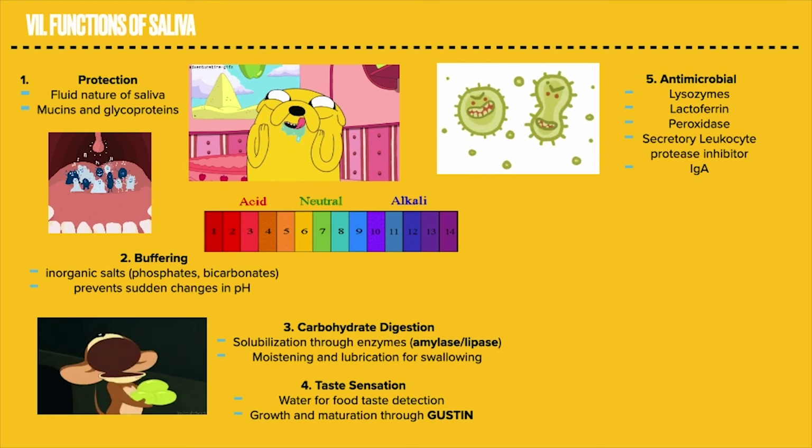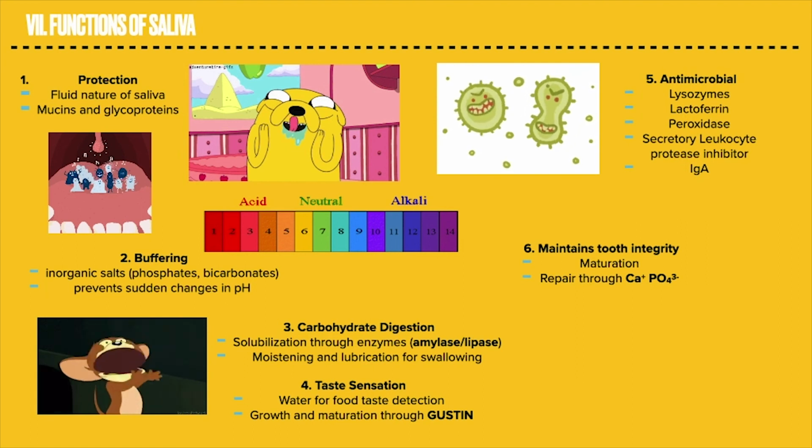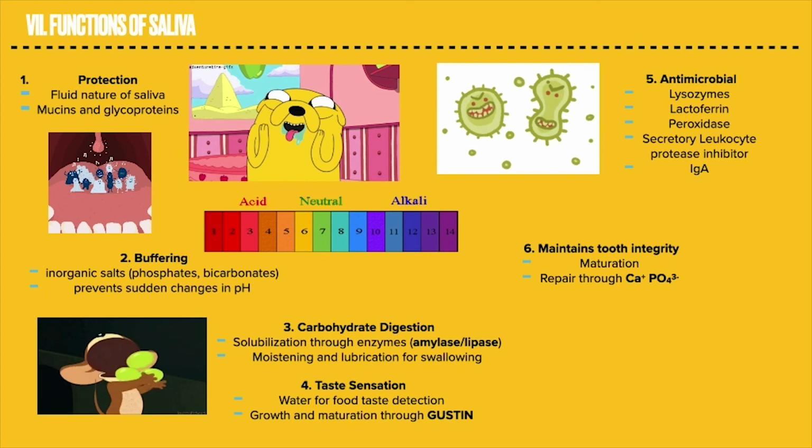Next on the list is maintenance of tooth integrity. Saliva is supersaturated with calcium and phosphate ions. At the tooth surface, the high concentration of calcium and phosphate results in post-eruptive maturation of the enamel, increasing surface hardness and resistance to demineralization.